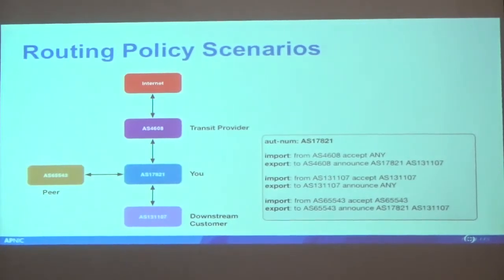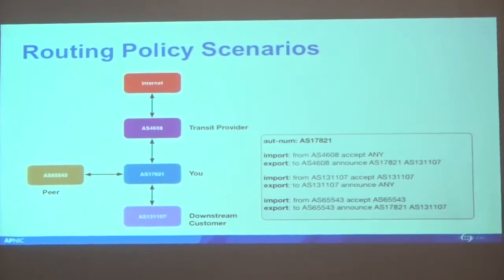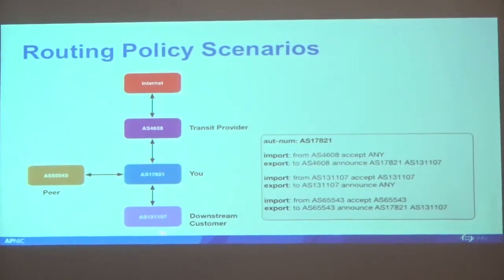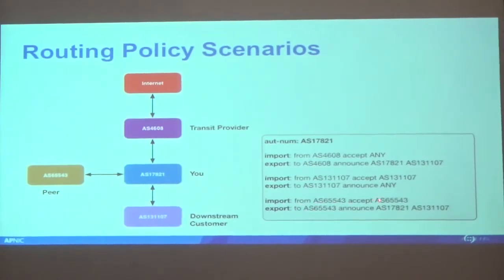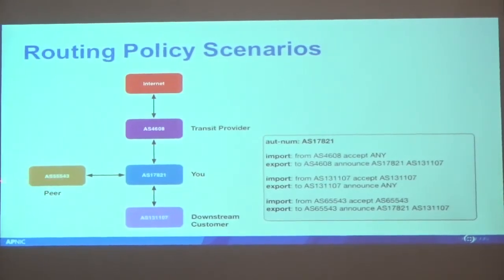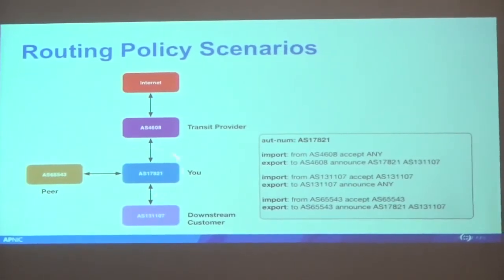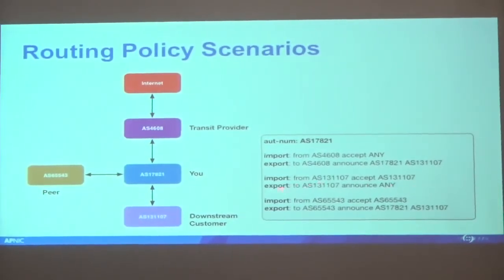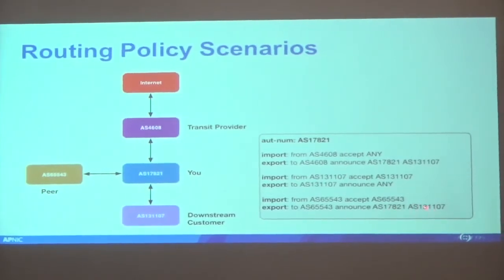What do I get from that peer? Well, depending on what you agreed with the peering, most likely you will only give information about your network and your customers. So import, from AS65543, accept only AS65543. Export, I only give him my AS17821 and my customer, AS131107. And you can see that here. I'm announcing two AS.